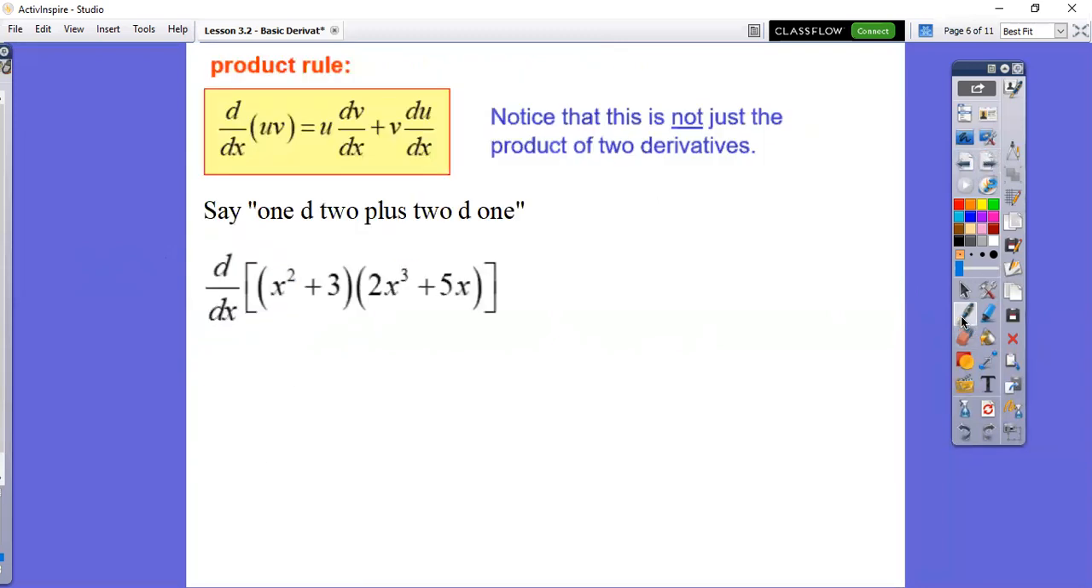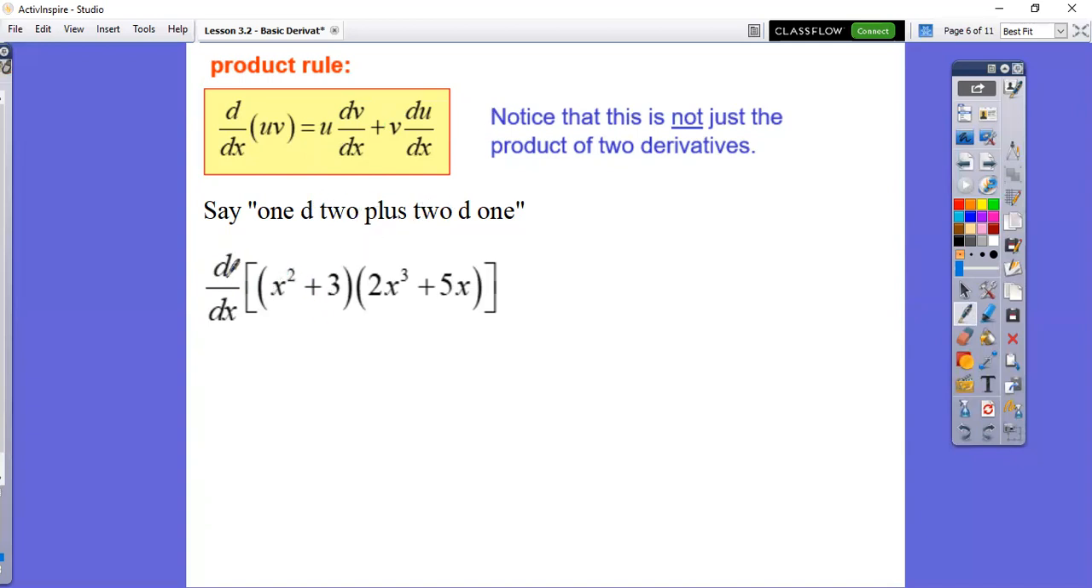All right, so next up is the product rule. So unlike sums and differences, the product rule is not just the product of the two derivatives. So this is the mathematical notation. The derivative of uv, u times v, is equal to u times the derivative of v with respect to x plus v times the derivative of u with respect to x. Basically, the way that I like to remember this is 1d2 plus 2d1.